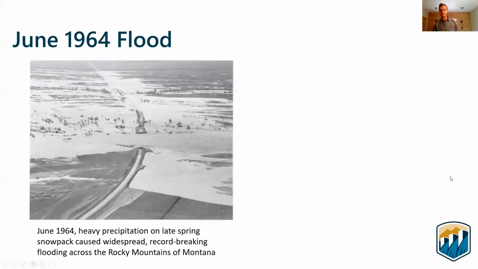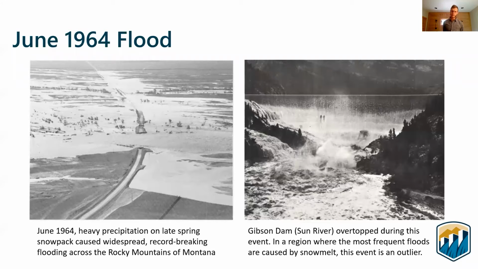In 1964, there was a major flood that caused widespread flooding in Montana. There were precip records broken, many stream flow peak records broken, all across the Rocky Mountains in Montana. One of our dams, Gibson Dam on the Sun River, was actually overtopped during this event. Floodwaters went right over the top of the dam, not how it was designed to, and they had to actually modify the dam afterwards.